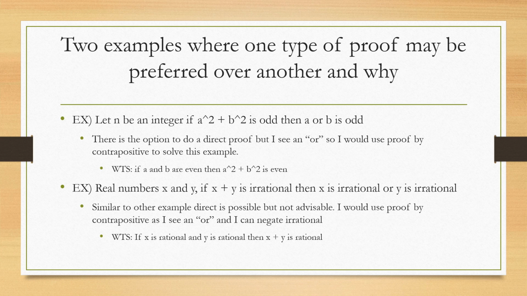In the next example, for real numbers x and y, if x plus y is irrational, then x is irrational or y is rational. And similar to the example above, I would use proof by contrapositive again because it not only gets rid of the or and changes that to an and, it changes the irrational to rational. And I'd want to show if x is rational and y is rational, then x plus y is rational.